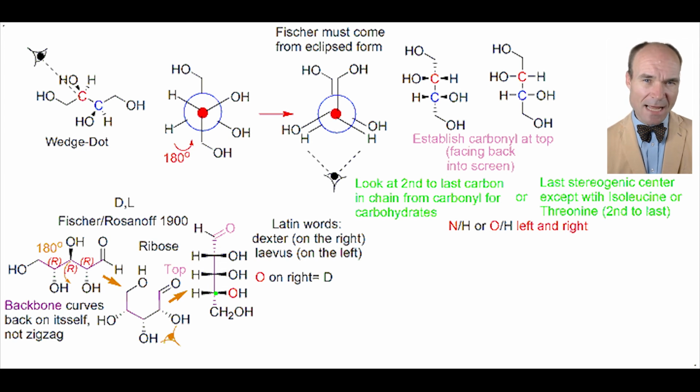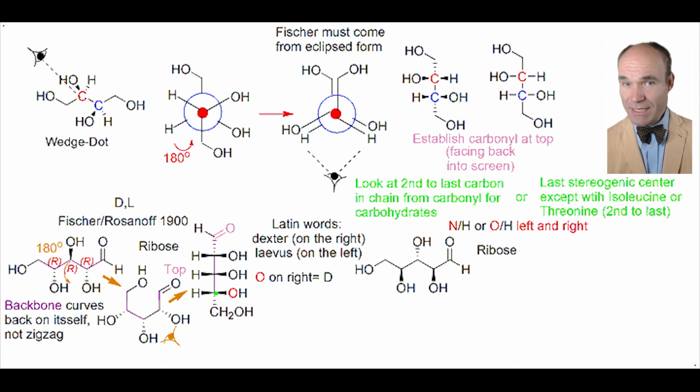So, let's reflect upon the enantiomer of D-ribose. First, let's provide the Cahn-Ingold-Prelog CIP descriptors for all the stereogenic centers. In this case, they are all S.